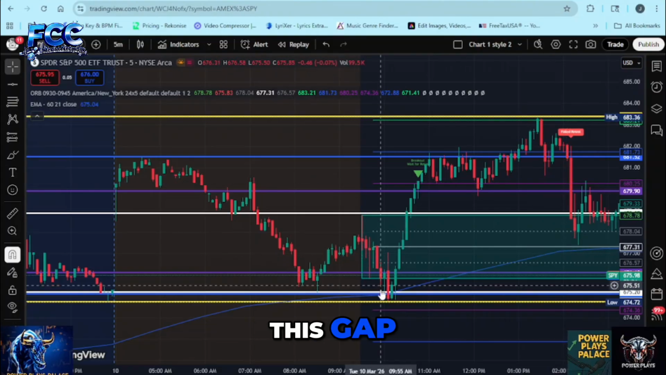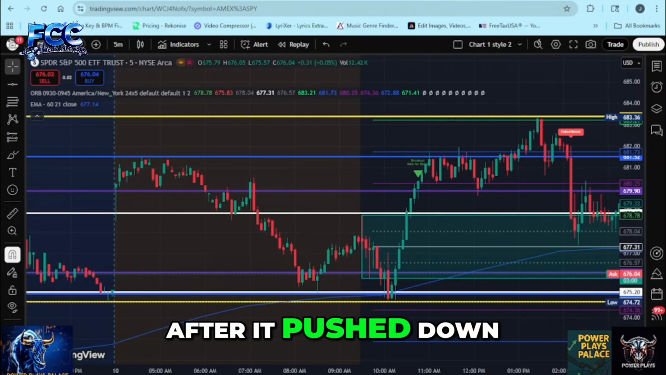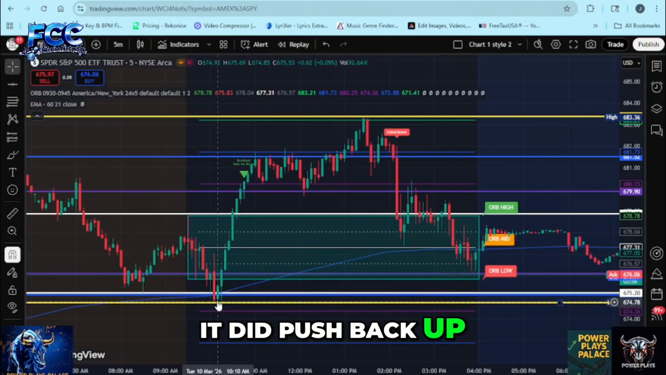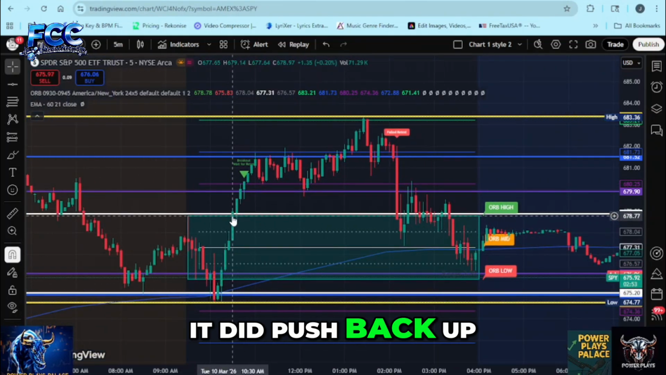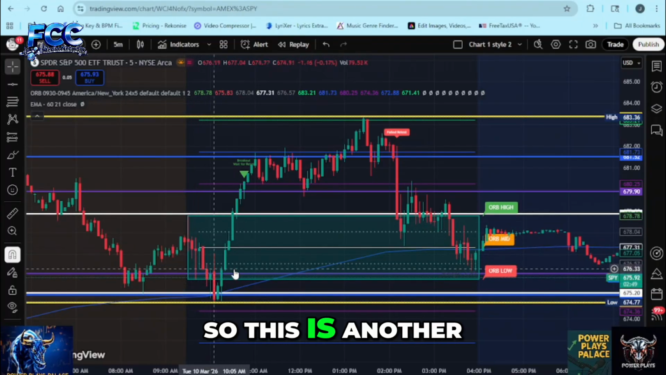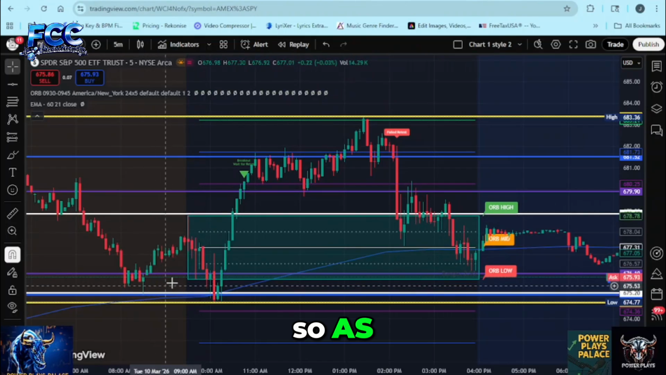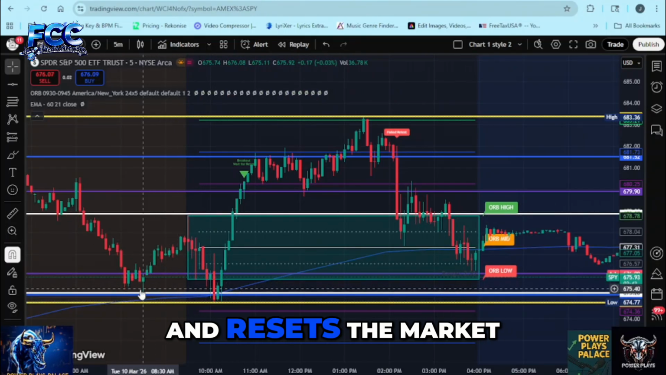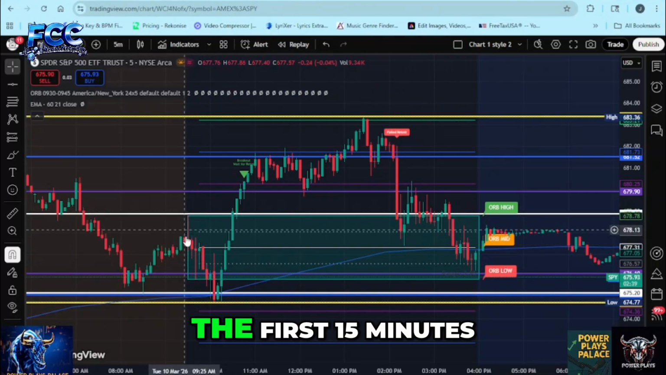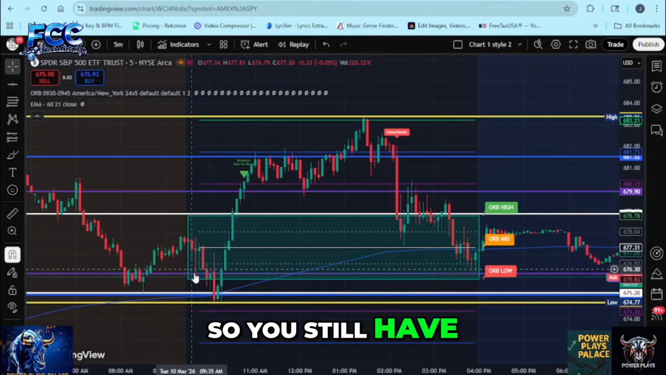And then it closed this gap and then it started to push up. Now after it pushed down, it did push back up, made this bottom. It did push back up. And now I tell you about my open range breakout. So this is another reason why I use this. As it comes down and resets the market with this new low, all right, the open range is the first 15 minutes of the market being open. So you still have our box.